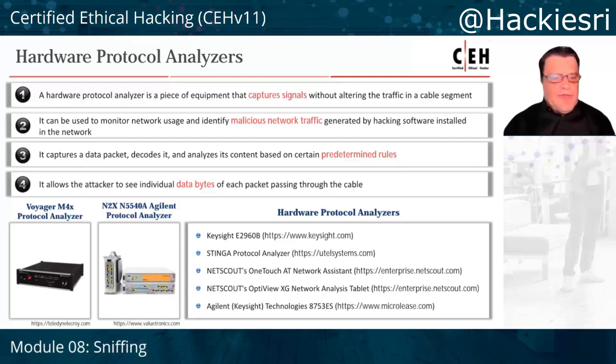As we see with several pieces of hardware in the lower left, we have the Voyager M4X protocol analyzer and also the N2X N5540A Agilent protocol analyzer, which are also frequently used in this manner. Hardware protocol analyzers also include Keysight EVE2960B, the Stinga protocol analyzer, NetScout's OneTouch AT Network Assistant, NetScout's OptiView XG Network Analysis Tablet, and, once again, the Agilent Keysight Technologies H753ES.